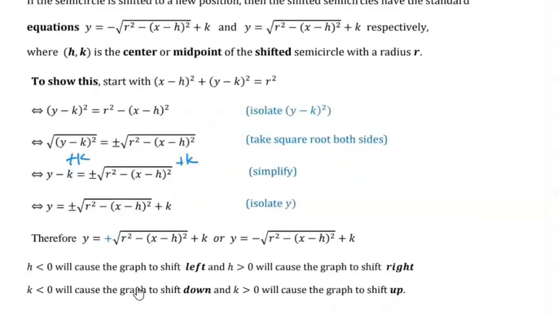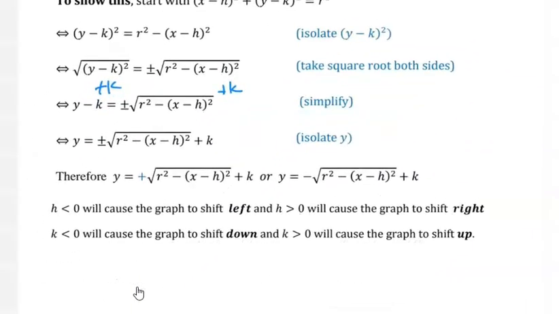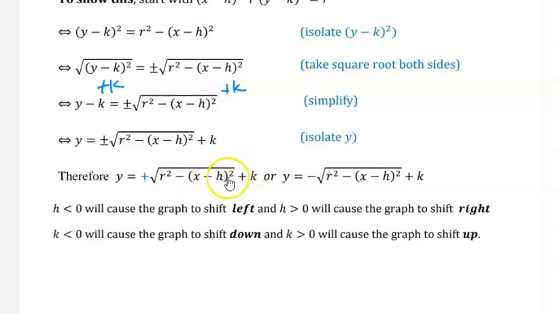So if I now have my h, which goes with the x, and my h is negative, then the graph will shift to the left. It's just the same as the parabola, the hyperbola, the exponential functions, etc. And if the h is positive, remember that's to do with the x's, then the graph will shift to the right. If the k is negative, then I'm subtracting from the y, so I'm shifting down. If the k is plus, I'm adding to the y, so the graph will shift up.